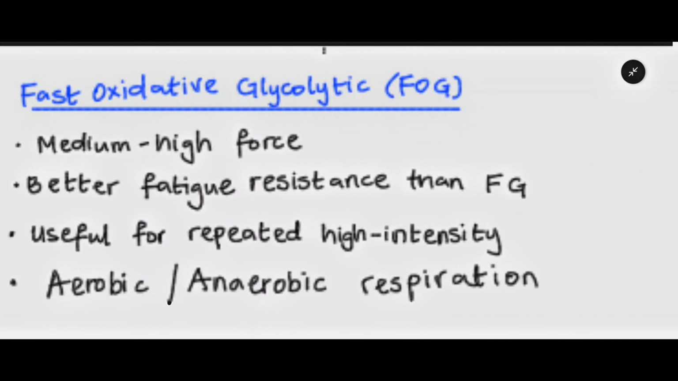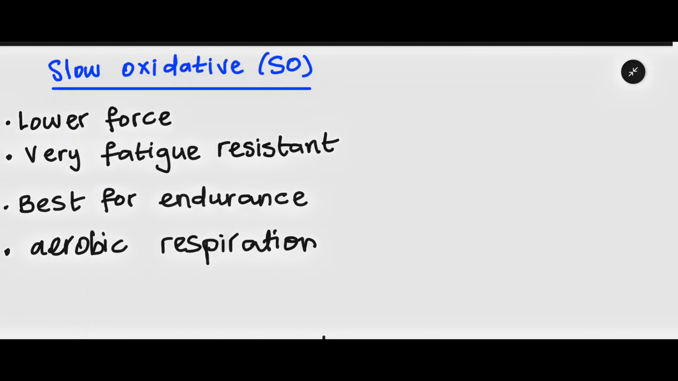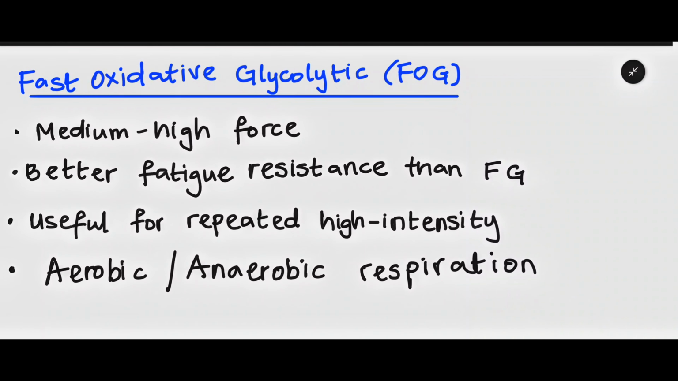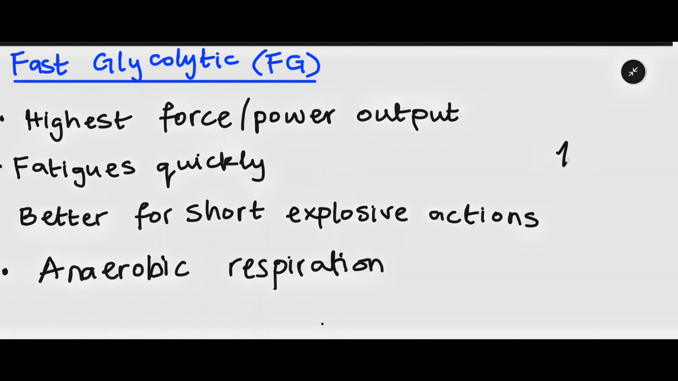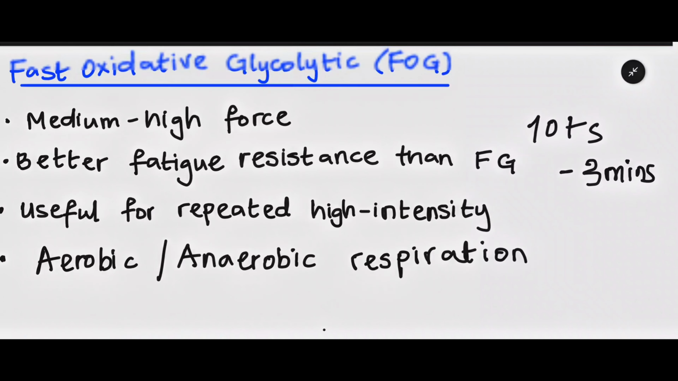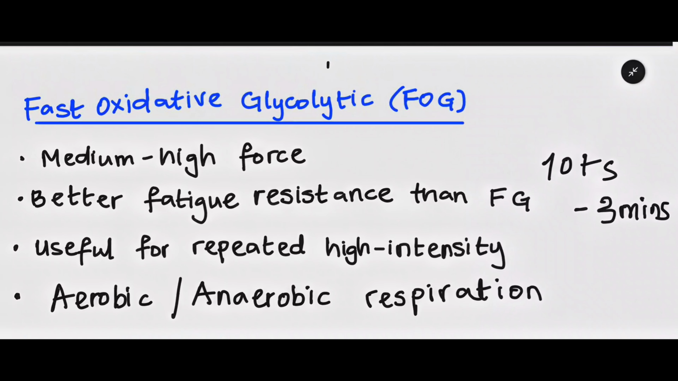And also rough timings of how long these muscle fibers work for. Slow oxidative muscle fibers can work for any activity that lasts 3+ minutes. Fast oxidative glycolytic works for any activity that lasts for 10+ seconds up to 3 minutes. And fast glycolytic muscle fibers work only for 10 seconds before the fast oxidative glycolytic takes over, and then once the fast oxidative glycolytic gets fatigued, then the slow oxidative takes over.